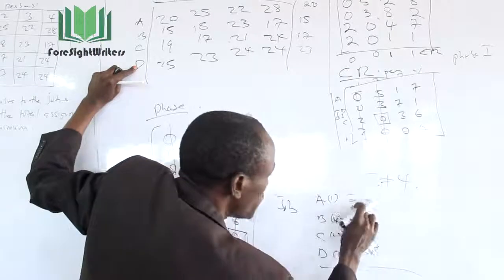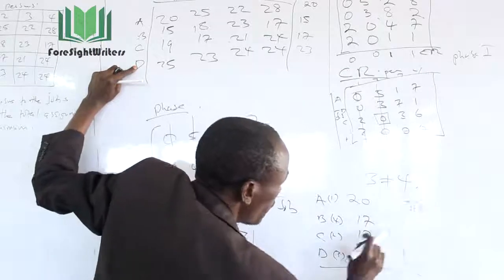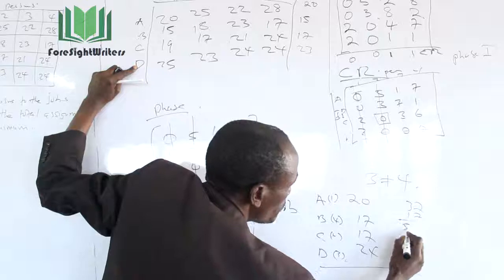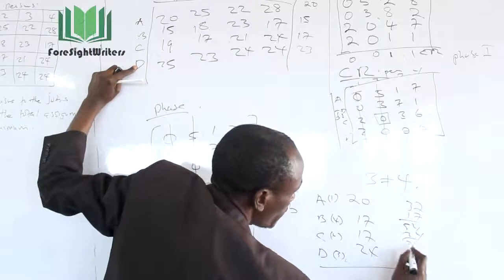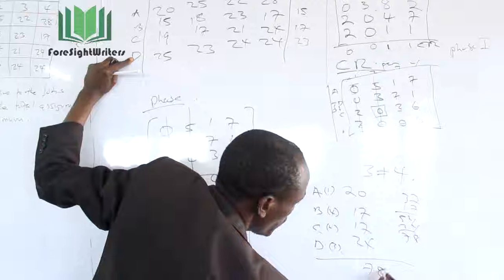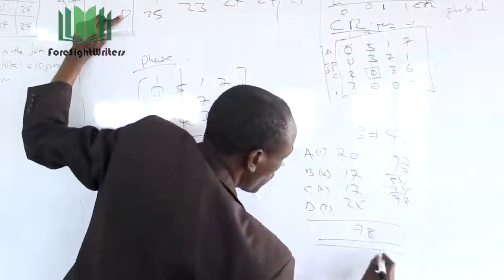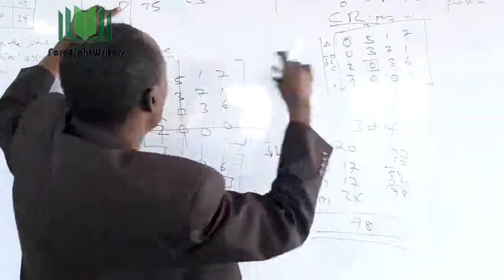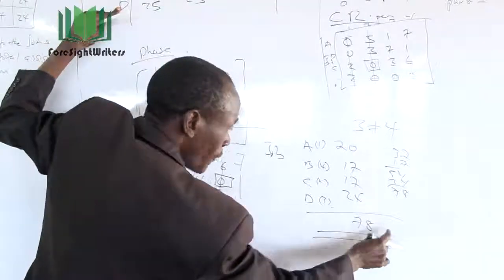So if you add 20 plus 17 is 37. Plus 17 again is 54. Plus 24 is 78. So this is the unit cost of this, the optimal value of cost of making this assignment, which is 78, and this is now your final answer.